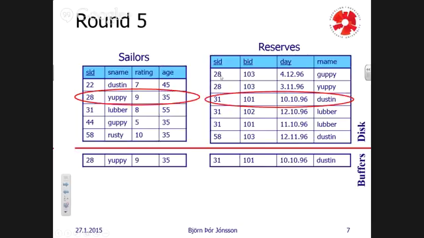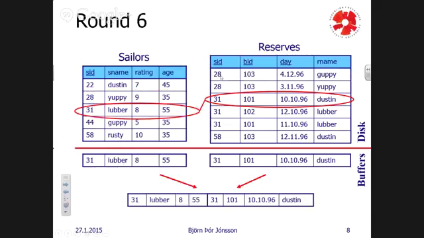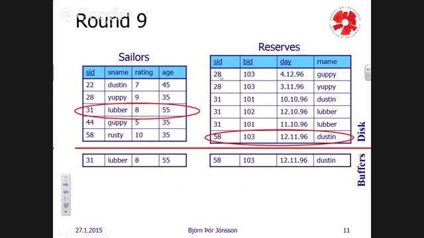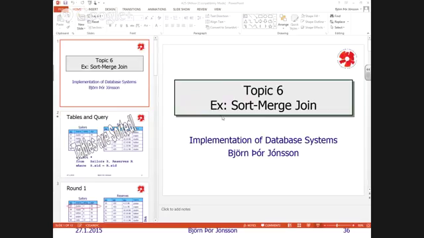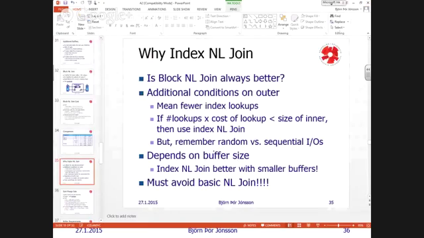Okay, so now we have 28 and 31. We take the smaller one and we advance. And now we have a match, a match, a match. Progress on the smaller value, 44, 58, we have a match, and we're done. So that's the merging part of the sort merge join. Now the sorting part, you know very well, right? We did that last week, so we don't have to talk too much about this.